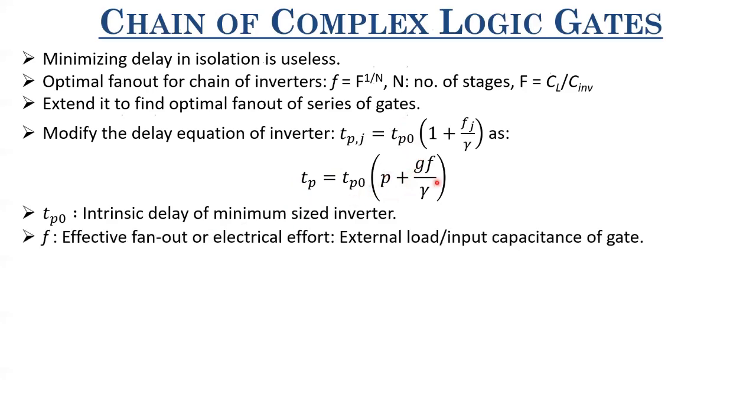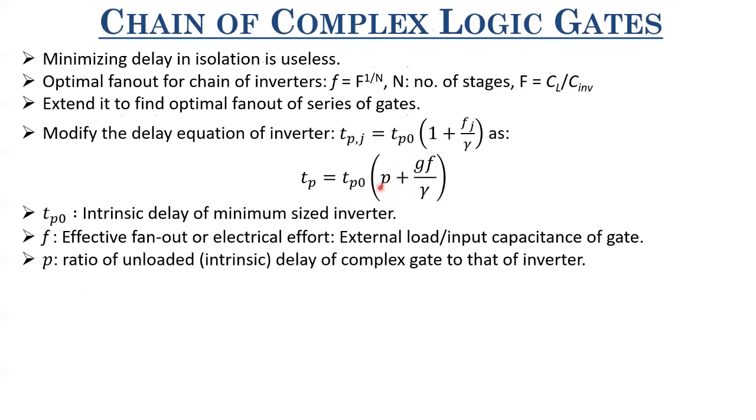Now F here, the meaning of F also remains the same. F is the effective fan out or electrical effort, that is given by the external load to any stage divided by the input capacitance of the gate. This also remains the same. Now, what are these new terms which have been added? So we have added this P. What is P? P denotes the ratio of the unloaded or intrinsic delay of a complex gate to that of the delay of an inverter.